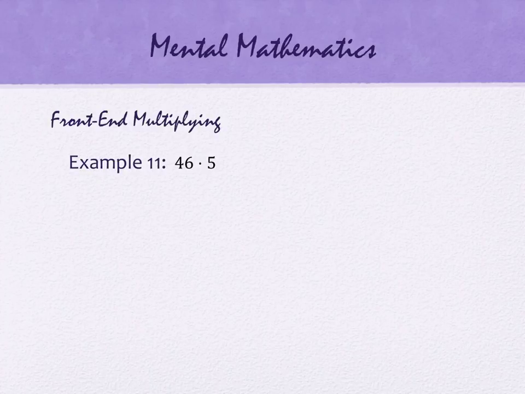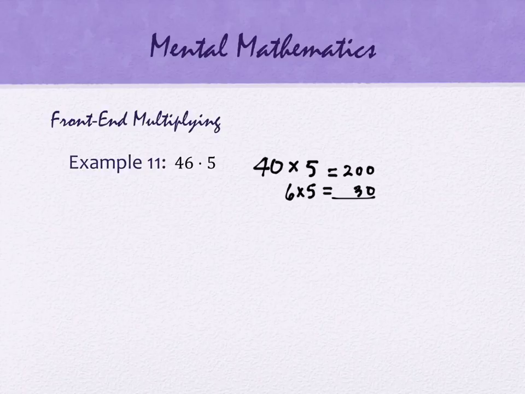So when you're taking a look at something like this, front-end multiplying is the idea that, again, no matter how large the number were, you're going to actually multiply it component-wise. So you've got the number 46, so you're going to multiply 40 times 5, which would give you what? 200. And then you're going to multiply the 6 times 5, which would give you what? 30. And then you're adding the 200 and the 30 together to give you 230.